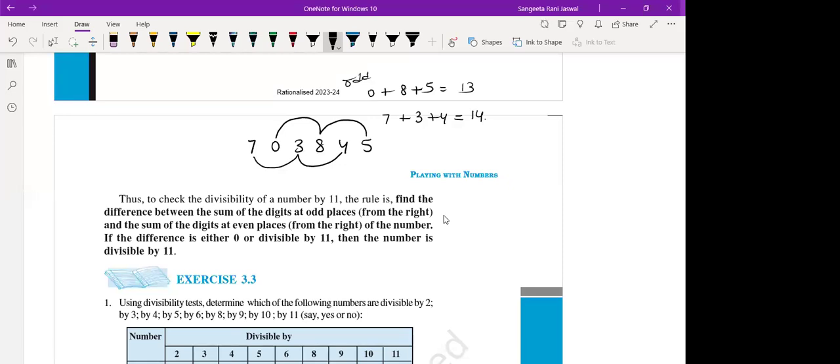So when you take the difference between these, this is 1. Okay. So it's saying that if the difference between them is 0 or 11, okay, then we say that this number is divisible by 11. But in this case, the difference is 1. So this is not divisible by 11. Right? Are you understanding? Okay.